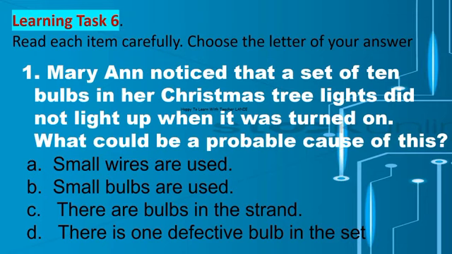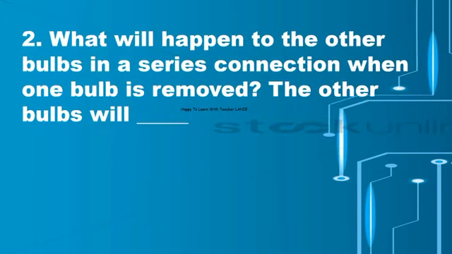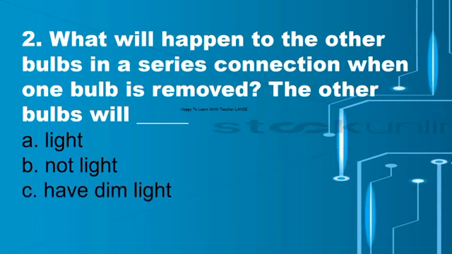Number 2. What will happen to the other bulbs in a series connection when one bulb is removed? The other bulbs will: A. Light. B. Not light. C. Have dim lights. D. Have bright lights.